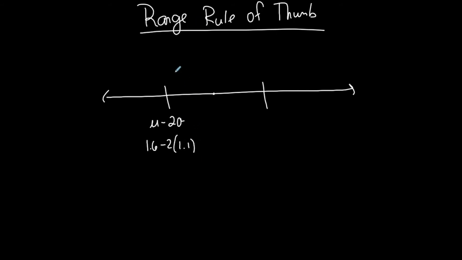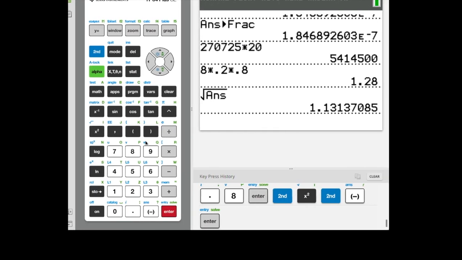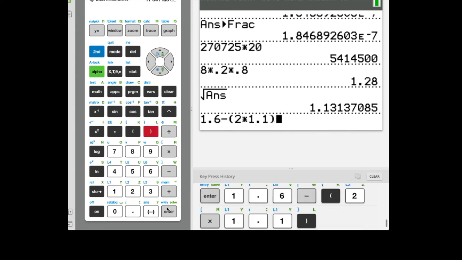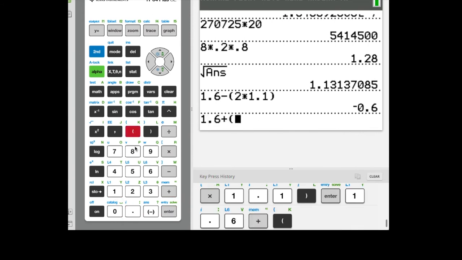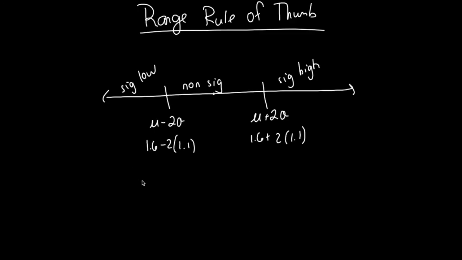This is going to be the cutoff separating the non-significant from the significantly low cases. These are the non-significant, and these are the significantly low. These are significantly high. And then 2 standard deviations above the mean, 1.6 plus 2 times 1.1, is going to separate the non-significant, or typical, scenarios from the significantly high. So let's do that. 1.6 minus 2 times 1.1, and then 1.6 plus 2 times 1.1. So negative 0.6 and 3.8. These are the values that separate significantly low from non-significant, and non-significant from significantly high.